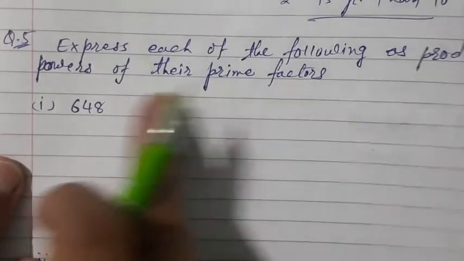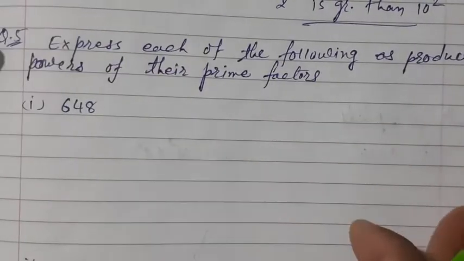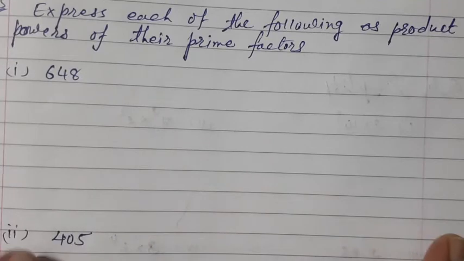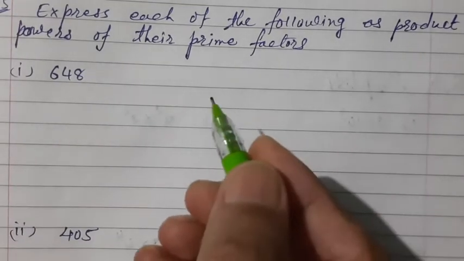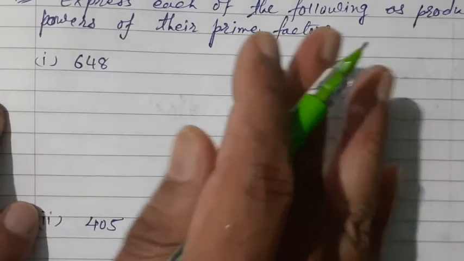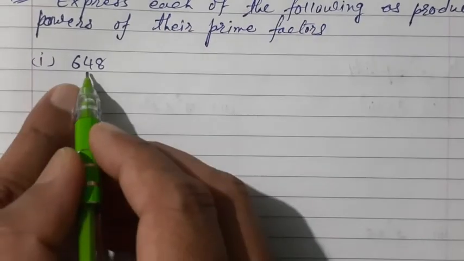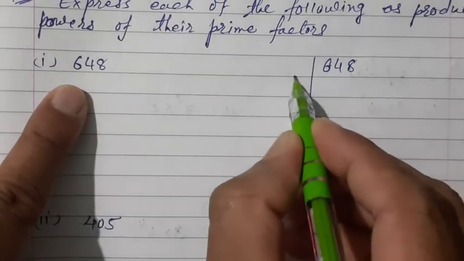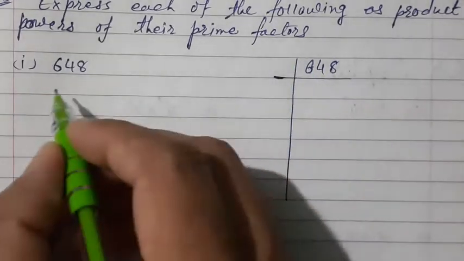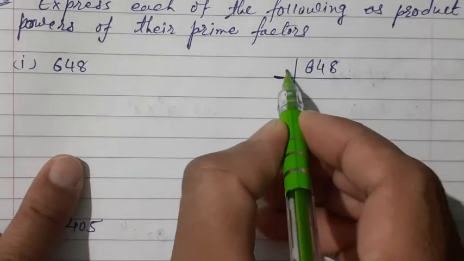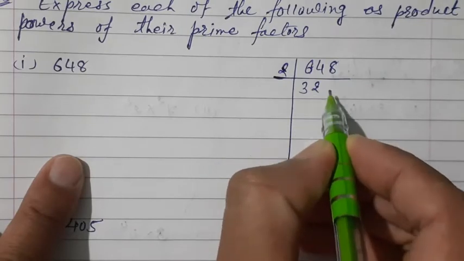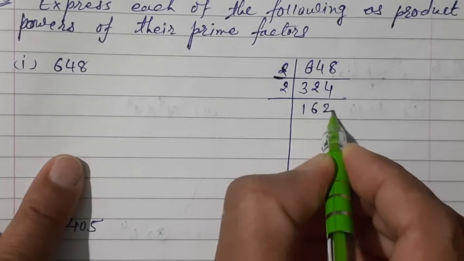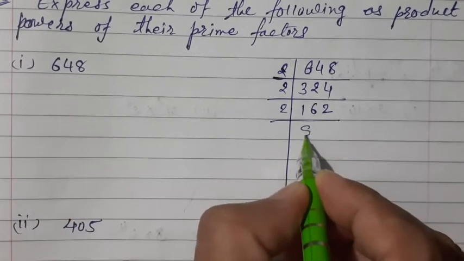Express each of the following as a product of powers of their prime factors. Means you just write them in exponential form with prime factors. Okay, so the method is the same as question number 3. 648. So what to do, we just find all the prime factors of 648. Okay, then write down into exponential form. Let me find: 2 into 324, again 2, that is 162, again 2, that is 81.